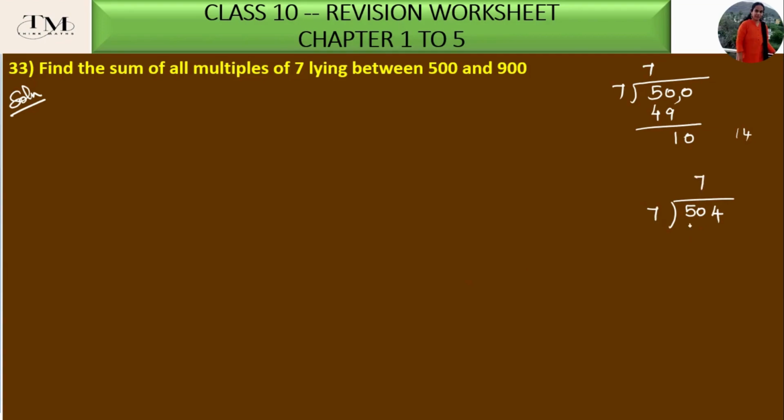So 7 sevens are 49. 50 minus 49 is 1. 14, 2 sevens are 14, and the balance is 0. So the first number is 504.